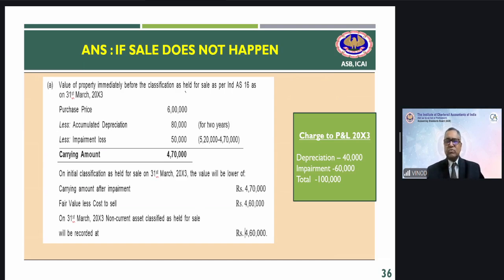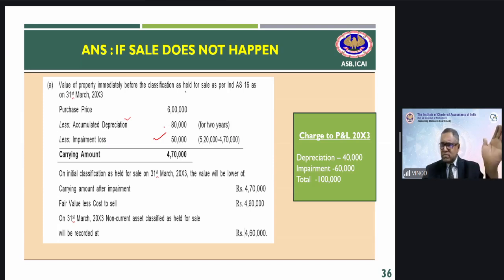So 4,70,000 was a figure which was already given in the question. Carrying value. Fair value is 4,60,000. That means there is 10,000 rupees of impairment. In addition, we have an impairment loss of 50,000.